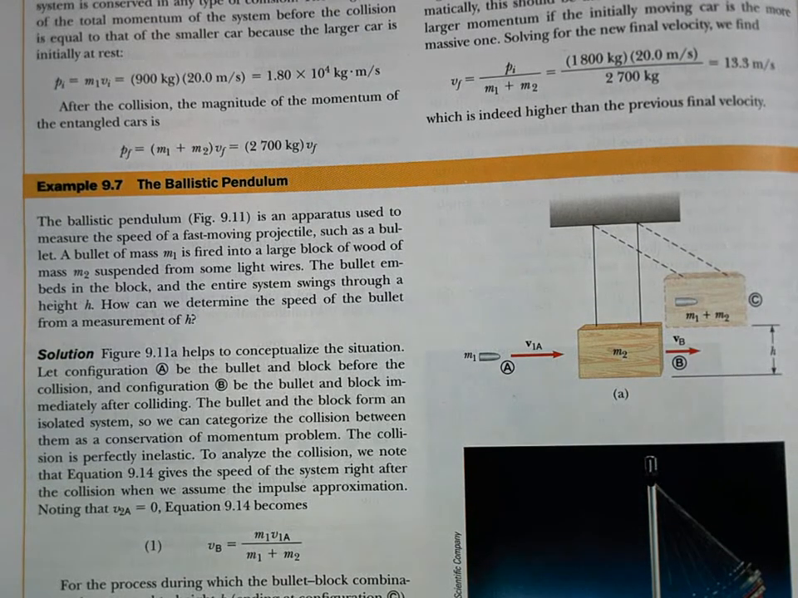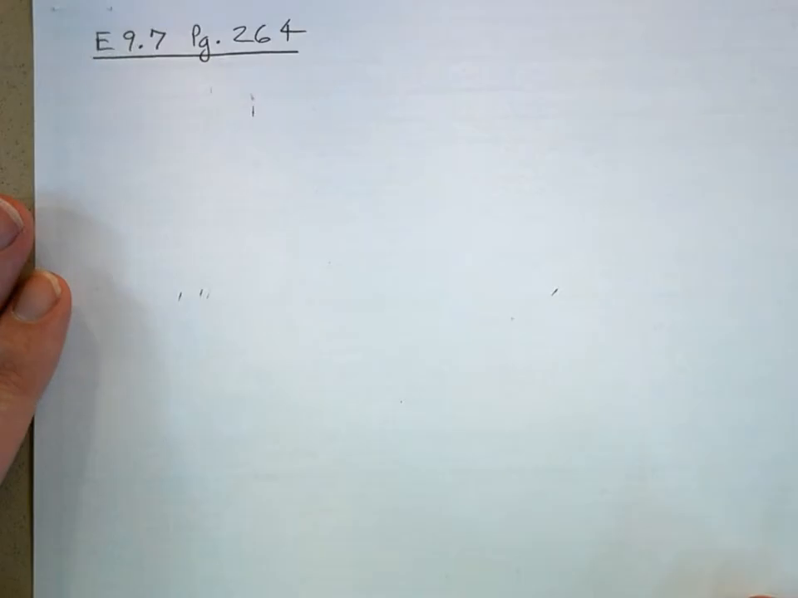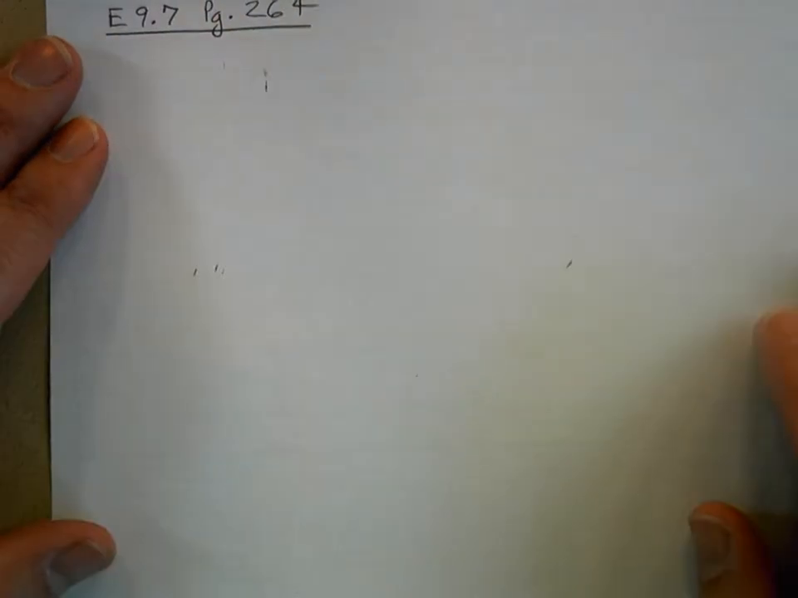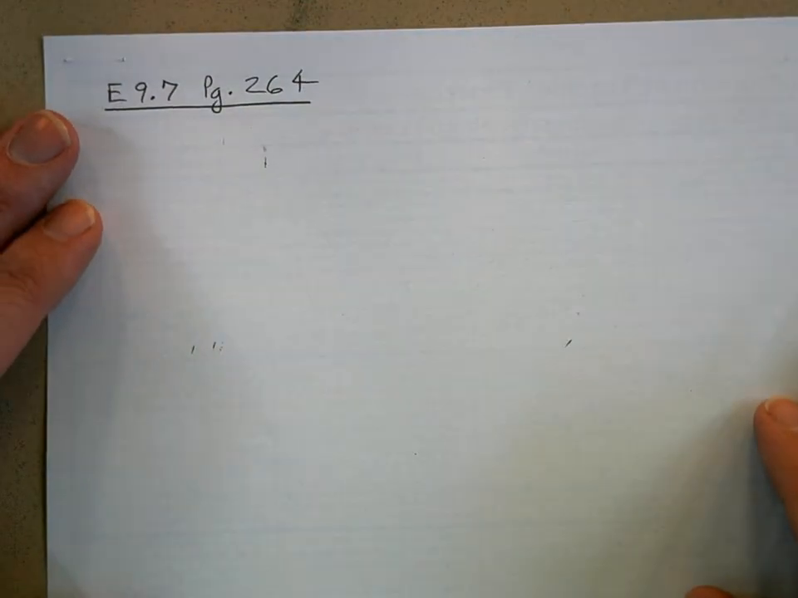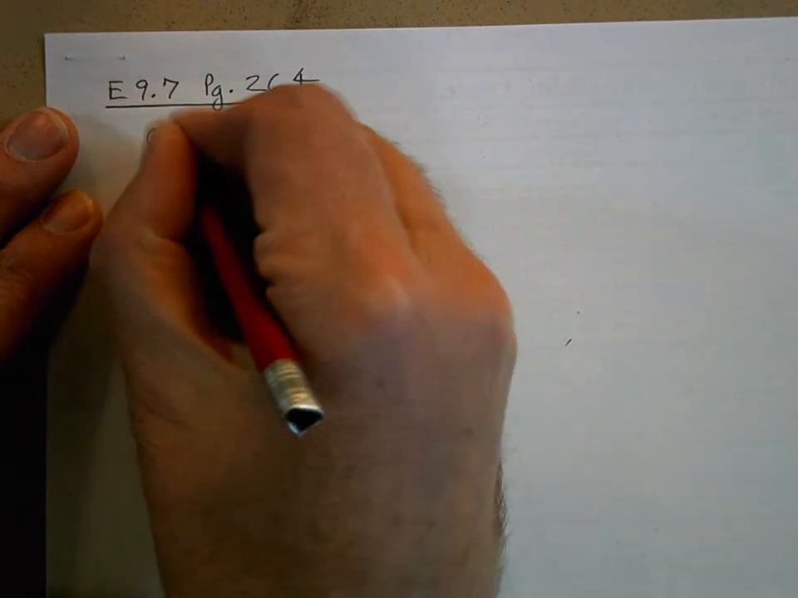Notice that this is all in terms of variables. There's no numbers here. And the higher you go in physics, the more that's going to happen. So let's write out what's given.